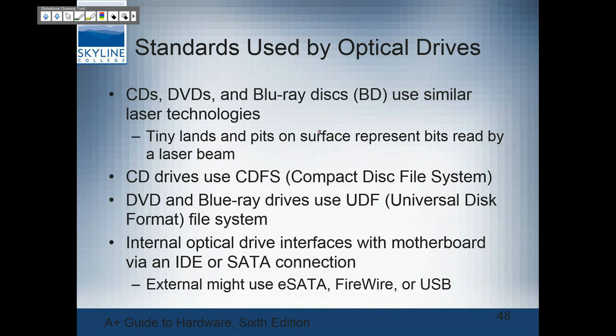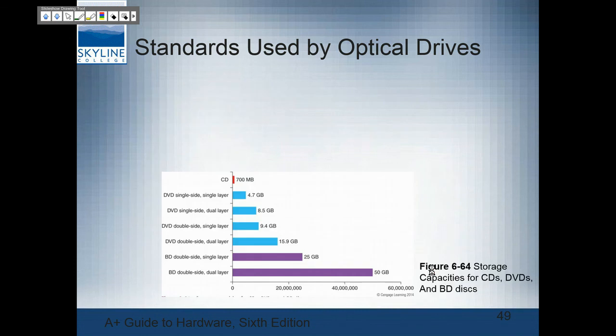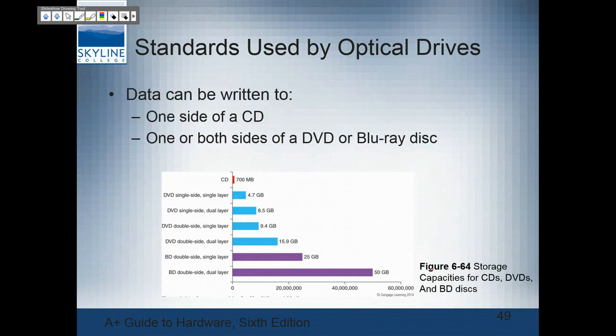External might use eSATA, FireWire or USB, and this is how it's going to connect externally to the system. This is kind of an interesting slide here. How much does each of these things hold? The CDs, when they came out, boy, we had lots of storage. We were already up to 700 meg. And now when we get down here to the double-sided Blu-ray, we're up to 50 gig on these things.